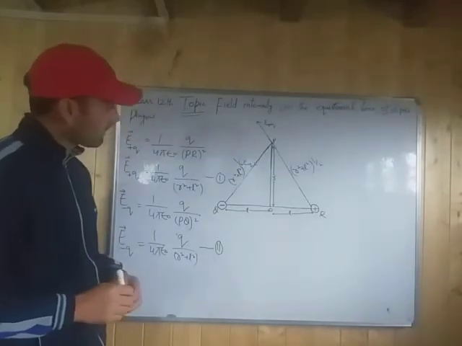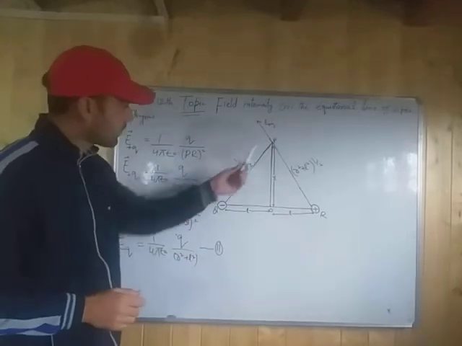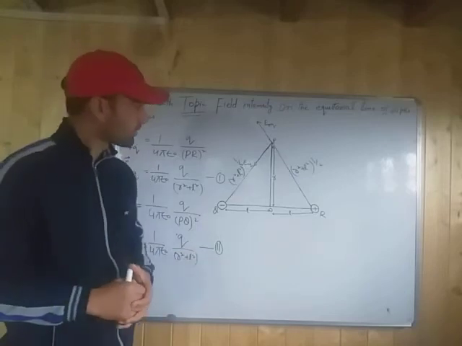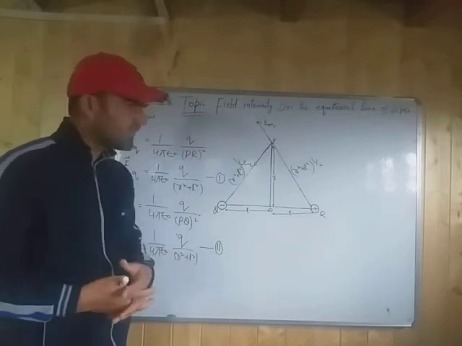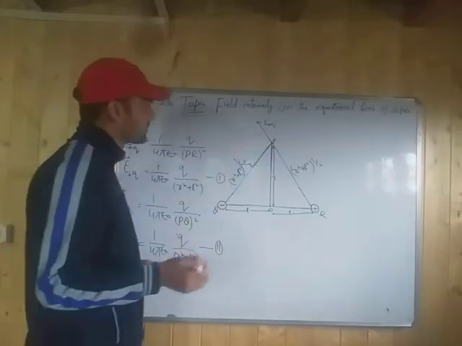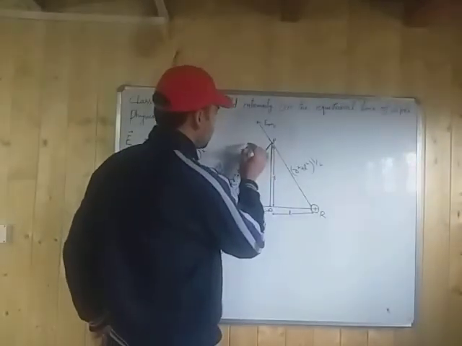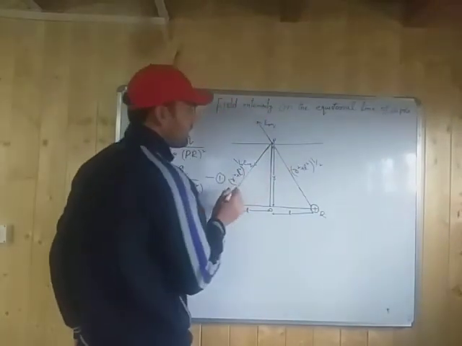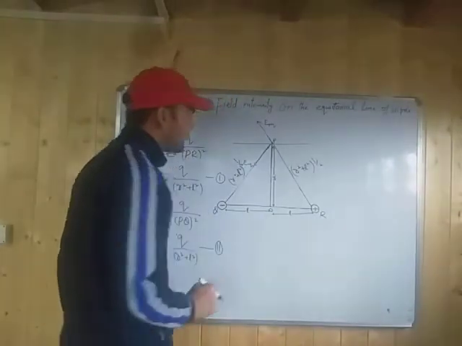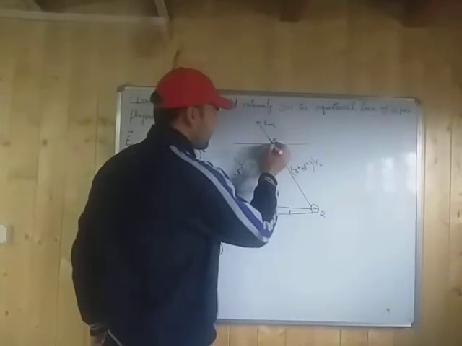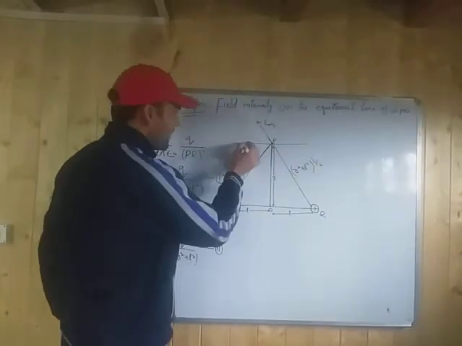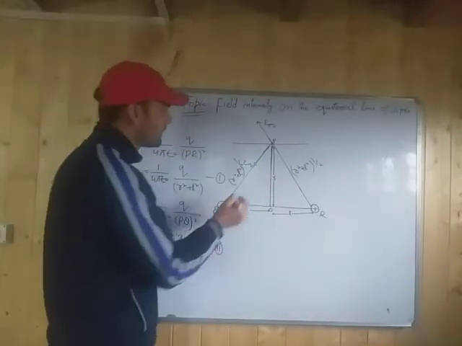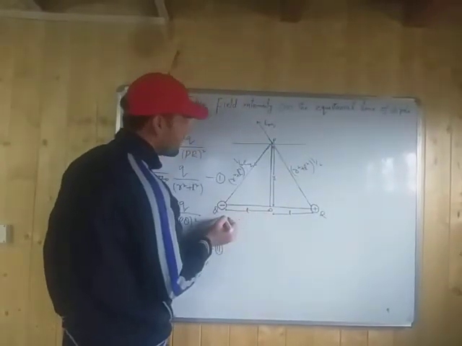Now, basically we have to calculate the total field intensity at this point due to negative as well as positive charge. So we have many methods. We will use one of the simple methods, that's the addition of vectors. In this case we will make a parallel line here. So this line is parallel to this line.